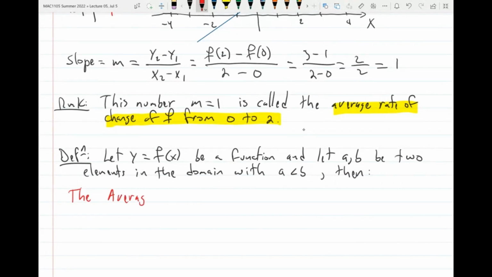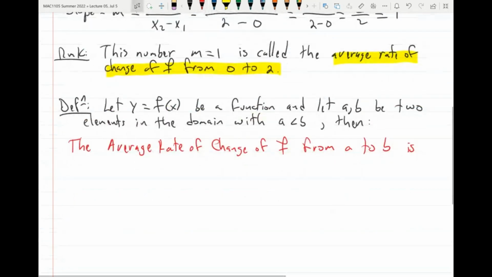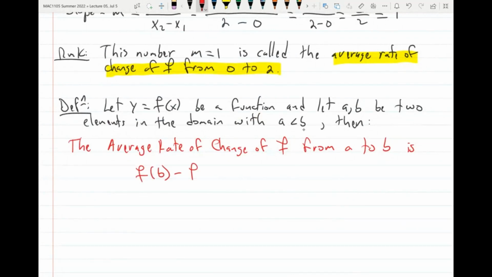the average rate of change, and unfortunately we don't have a shorthand notation for this, of f from a to b, from the smaller to the bigger, is given by the following expression: f of b minus f of a divided by b minus a. But all this is the slope of the line that passes through the points a comma f of a and b comma f of b.